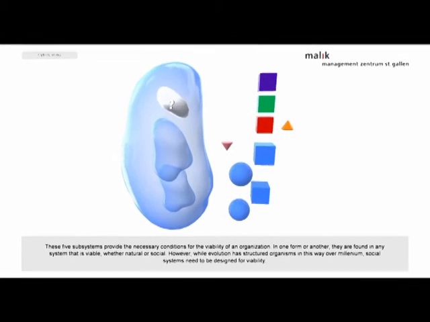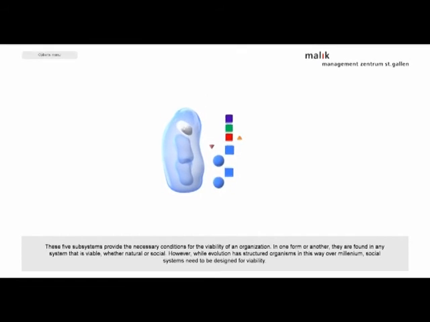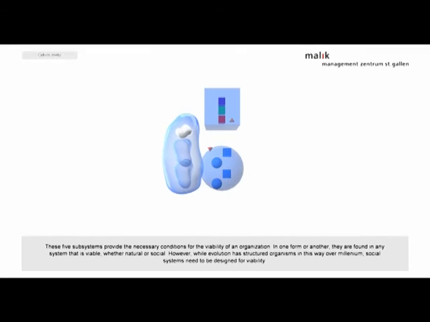These 5 systems provide the necessary and sufficient conditions for the viability of an organization. In one form or another, they are found in any system that is viable, whether natural or social. However, while evolution has structured organisms in this way over millennia, social systems need to be designed for viability.